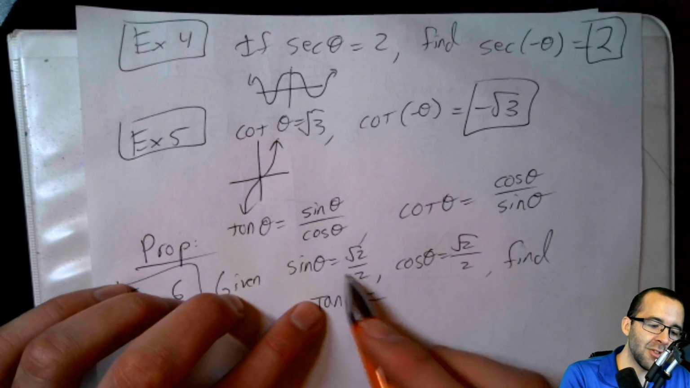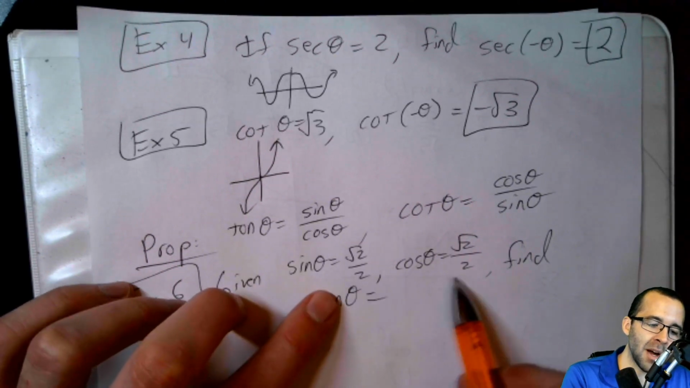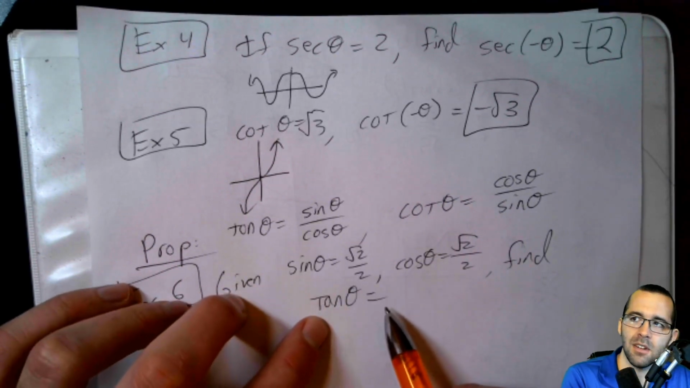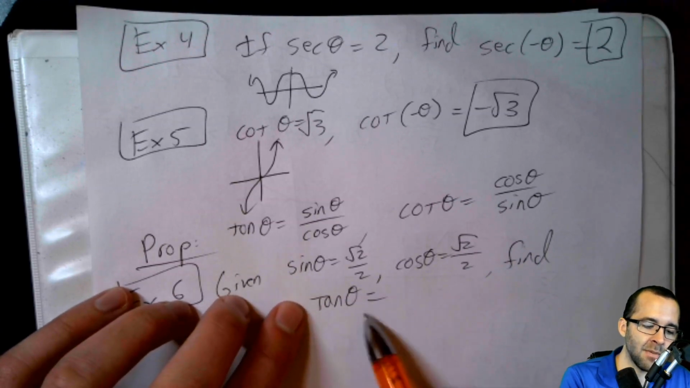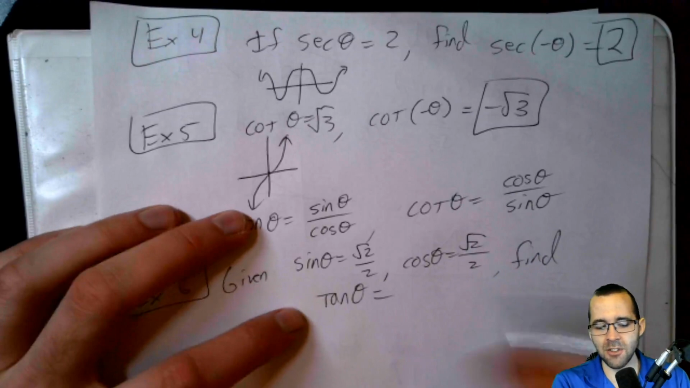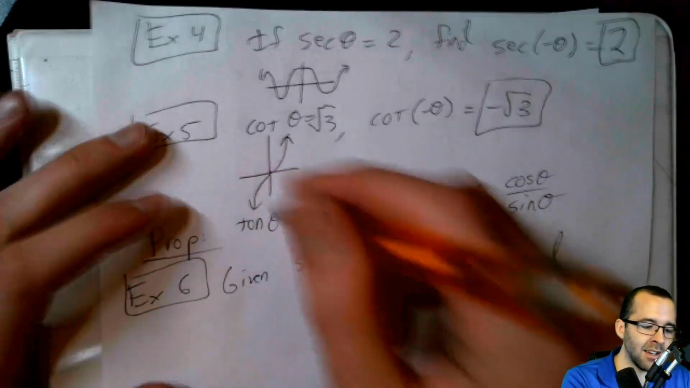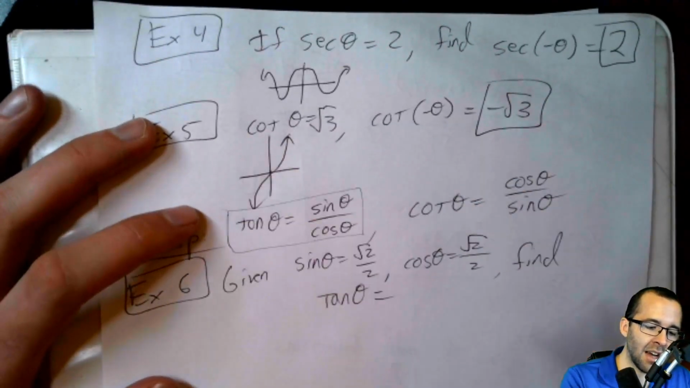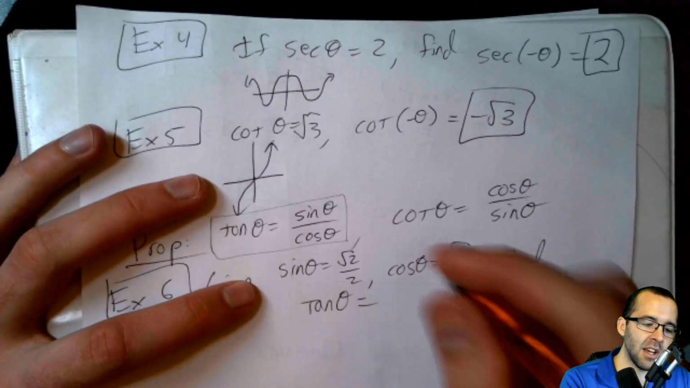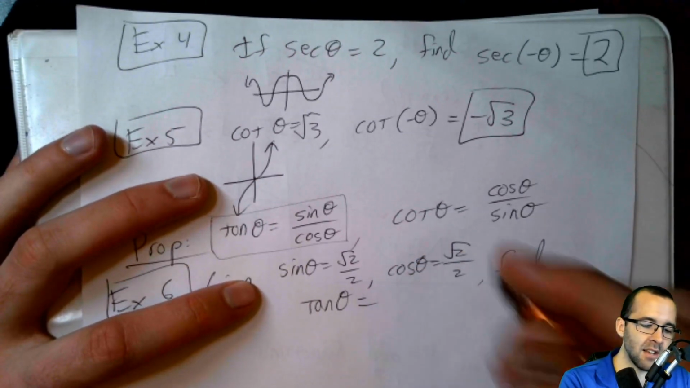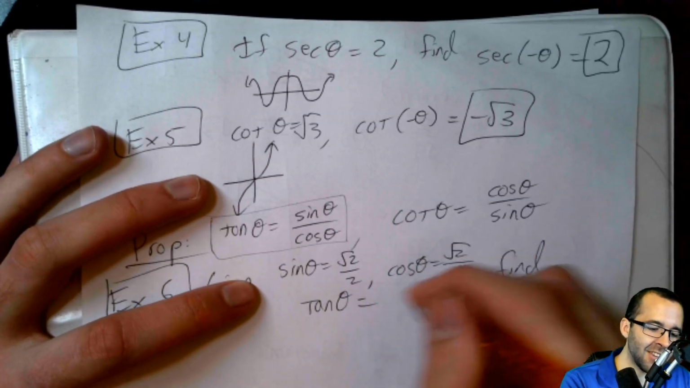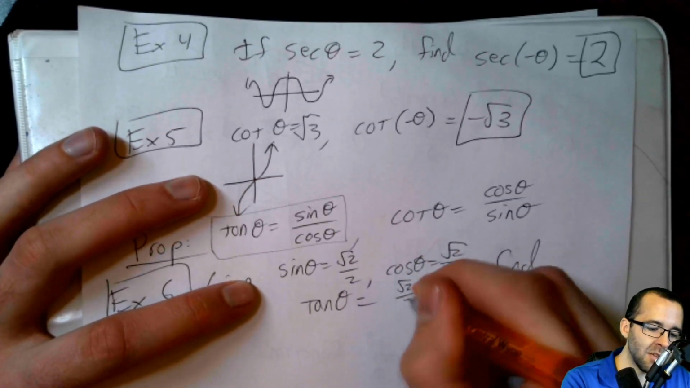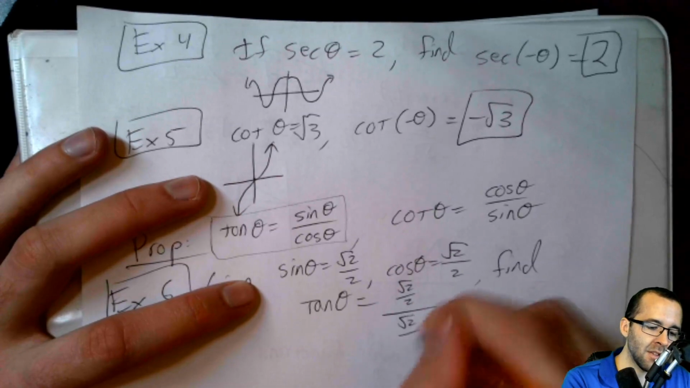One of the ways, we could draw a triangle. These are both positive, so it has to be in the first quadrant. And for tangent, it's going to be sine over cosine. So we could draw the angle and find what tangent is that way, but let's use this new handy dandy trig identity that we have right here. So tangent of theta is sine over cosine. Yeah, I already got the right answer in chat. Very good. So it's going to be root 2 over 2 divided by root 2 over 2.